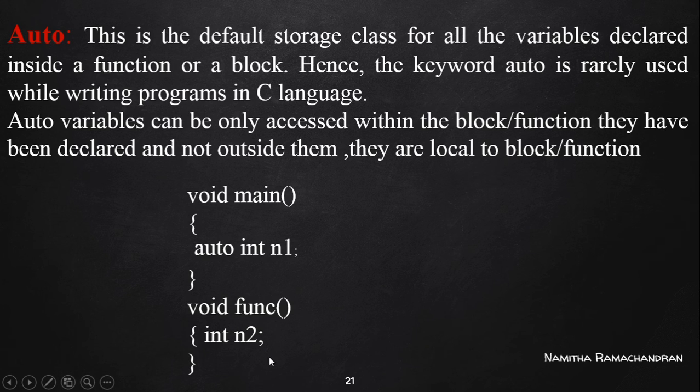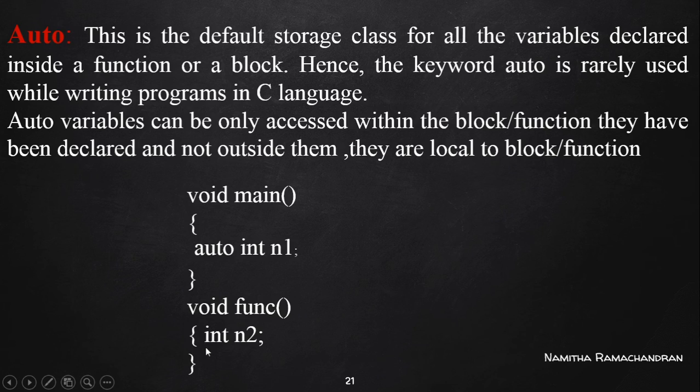Consider one example. Here we have the main function in which we have an integer type variable n1 and its class is auto here. This auto is actually a default type. So int n1 directly indicates that this int n1 inside the main function is an auto type variable. Its life exists inside this function body.